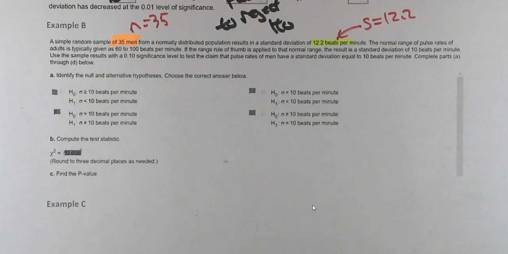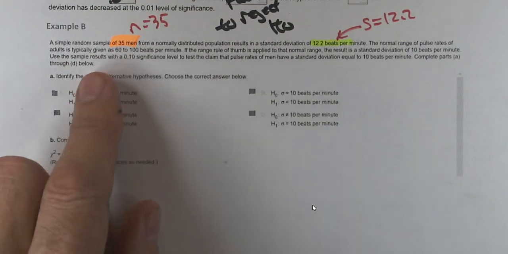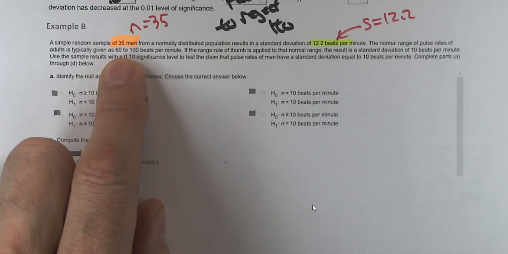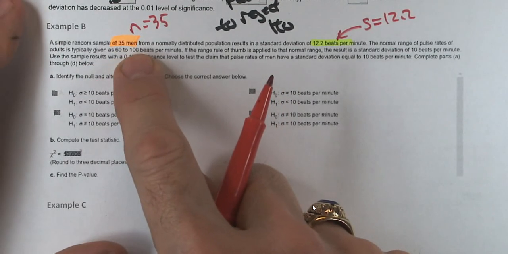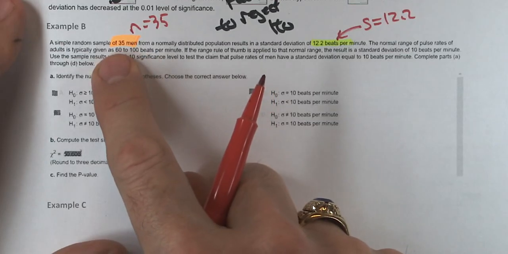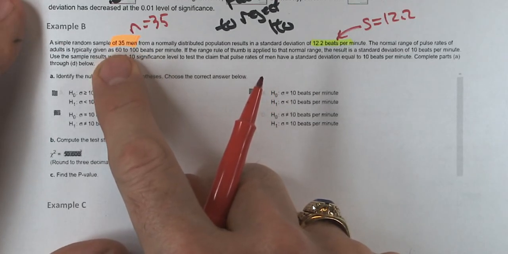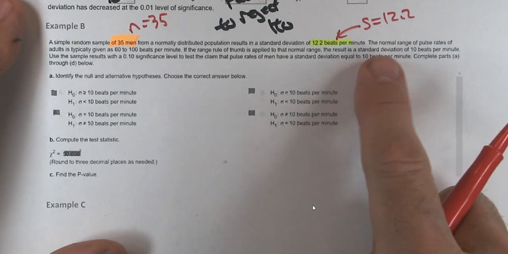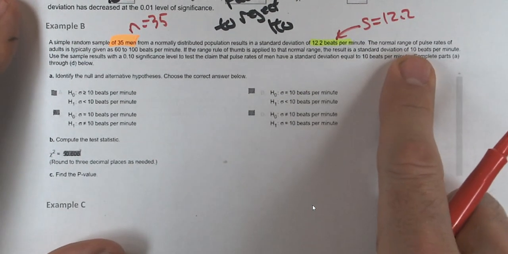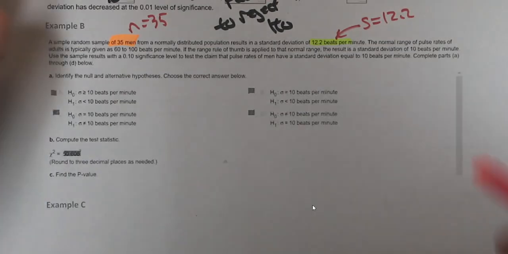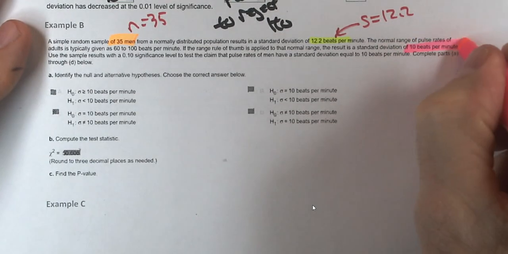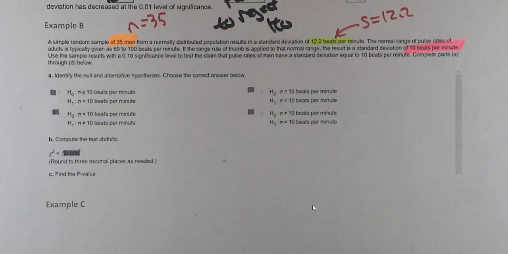The normal range of adults is typically given between 60 and 100 beats per minute. So if you apply the range rule of thumb to that, it'd be 100 minus 60 is 40, divided by 4. 40 divided by 4 is 10. So that's where they're getting the 10 from, which, like I said, is adding a little bit more complexity to this than I want. But the 10 beats per minute, that's your sigma.